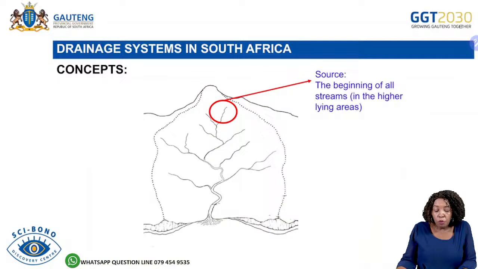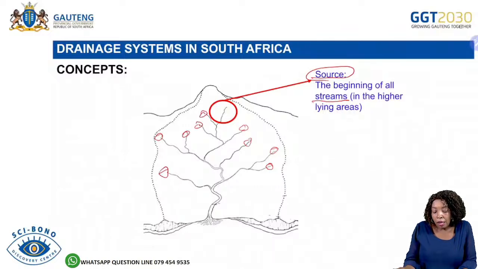All right. Then we are looking at where now we say the river starts, which is the beginning of all streams. So all these areas that you can identify here, these are your source, because all of these streams are starting right there. So the beginning of all streams in the higher lying area. Obviously, a river would flow from a high lying area to a low lying area. So where do we find the source? The source, we find it on the high lying area.